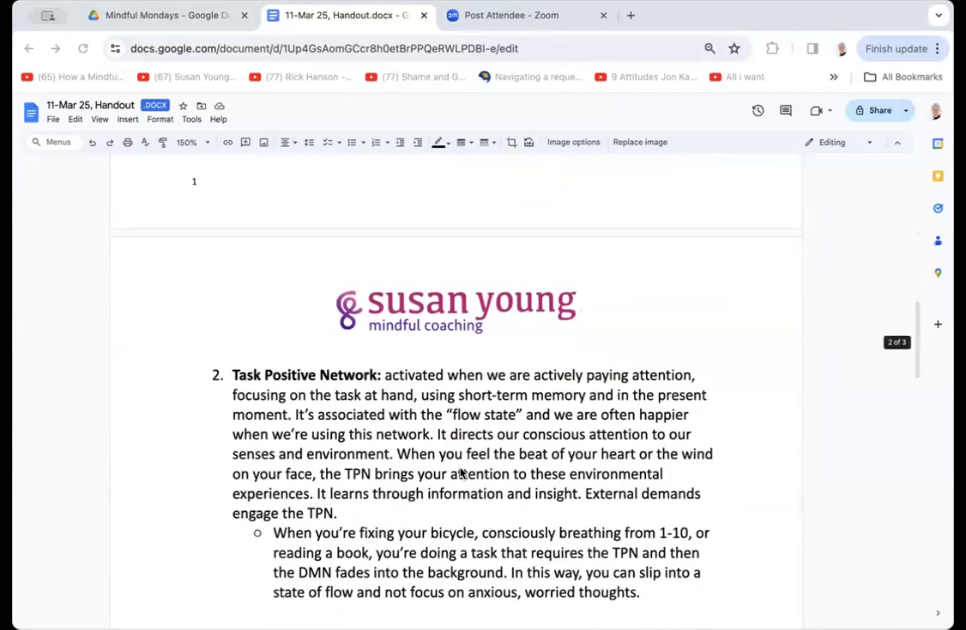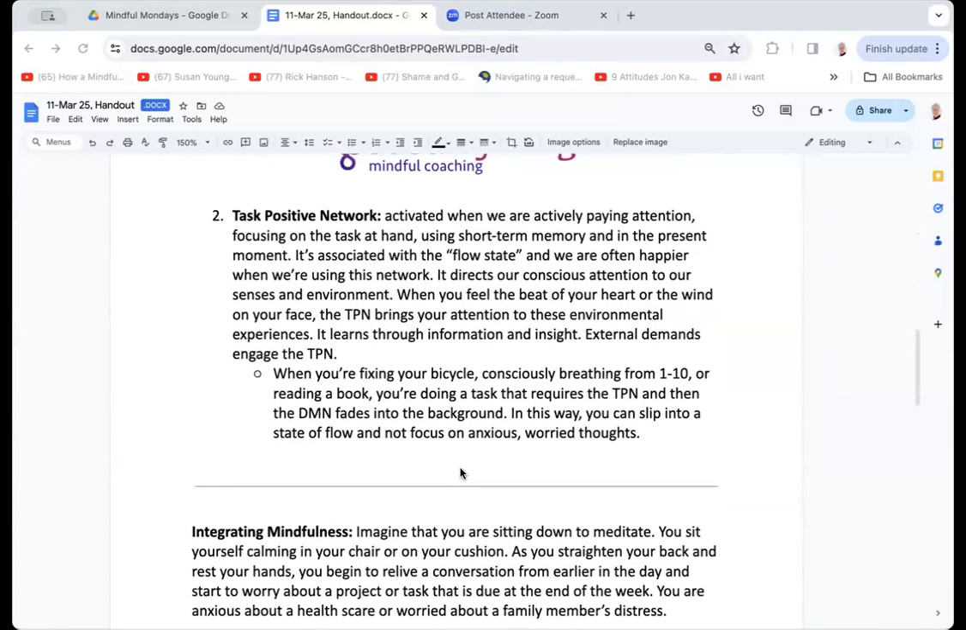So now let's turn to the task positive network, which is new for us in terms of we haven't approached it before. So the research is showing us now in neuroscience that when we're actively paying attention to the task at hand and using our short-term memory and in the present moment, that's when the task positive network is lit up. So it's that flow state, if you really love fixing your bike and you spend an hour and two hours go by and you're like, whoa, that was so much fun. You're in the flow state and you're in the task positive network.